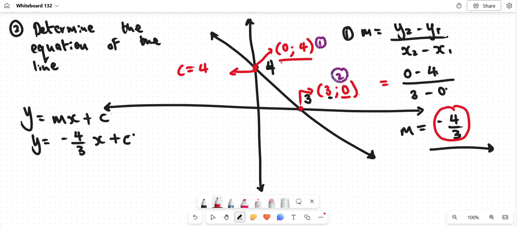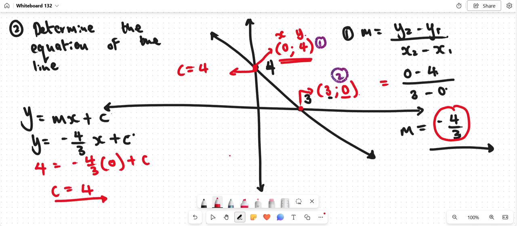I'll take this coordinate of 0 and 4. Remember, at this point, you can choose whichever coordinate. I'll take the 0 and the 4. Remember, this is the x and this is the y. So the 4 goes that side, negative 4 over 3, and the 0 goes that side. And you will see that this is times by 0, so it just gives you 0. And so c is equal to that 4 that we already can see from the diagram. This is just us proving that it is that, or actually calculating it.